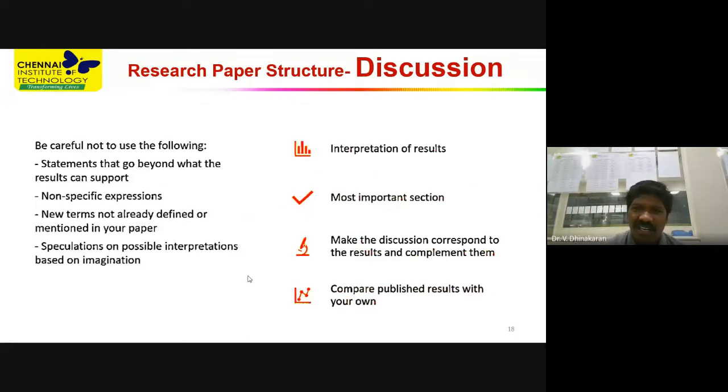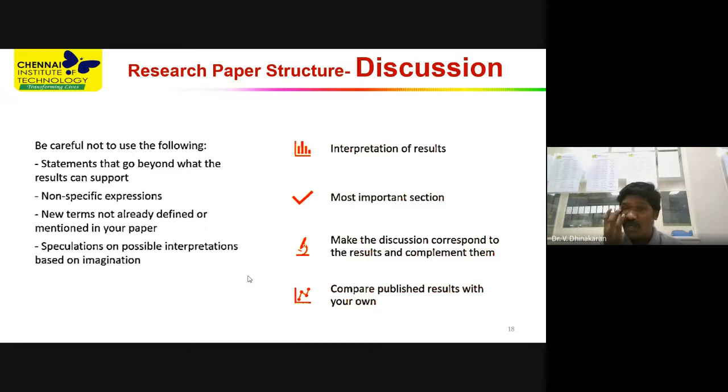So the discussion gives the interpretation of the results. If you have a graph, and you write that by increasing this parameter, the other is increasing, you should not write like that. Why is it increasing like that? What is the reason behind that? That you need to interpret correctly.